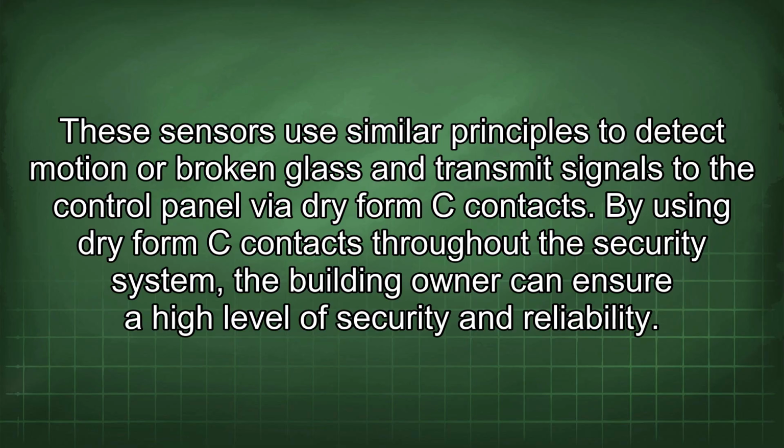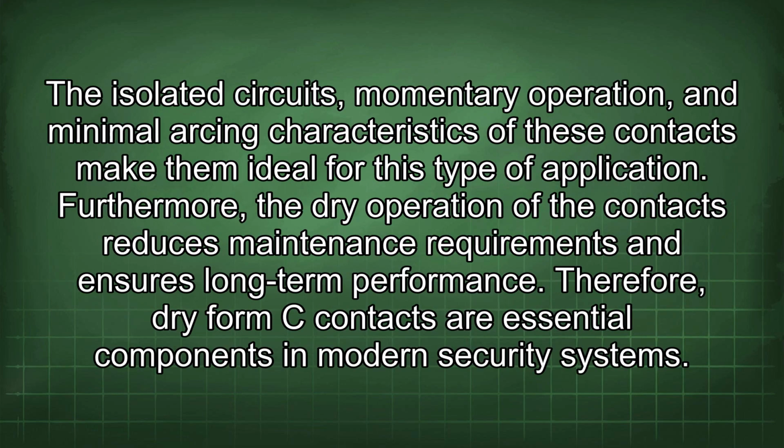These sensors use similar principles to detect motion or broken glass and transmit signals to the control panel via dry-form C contacts. By using dry-form C contacts throughout the security system, the building owner can ensure a high level of security and reliability. The isolated circuits, momentary operation, and minimal arcing characteristics of these contacts make them ideal for this type of application. Furthermore, the dry operation of the contacts reduces maintenance requirements and ensures long-term performance. Therefore, dry form C contacts are essential components in modern security systems.